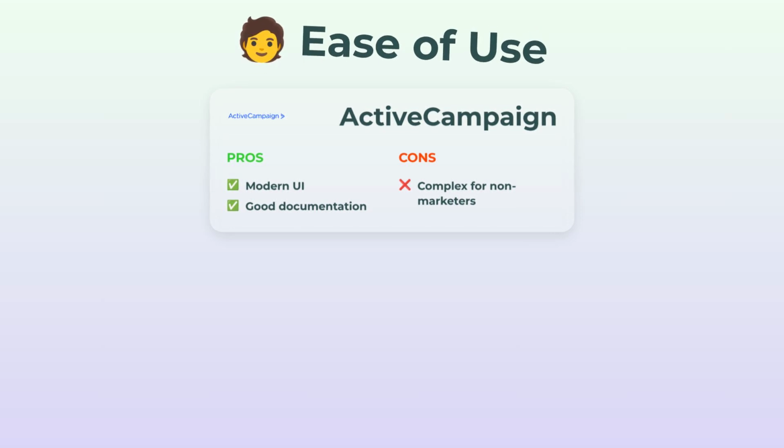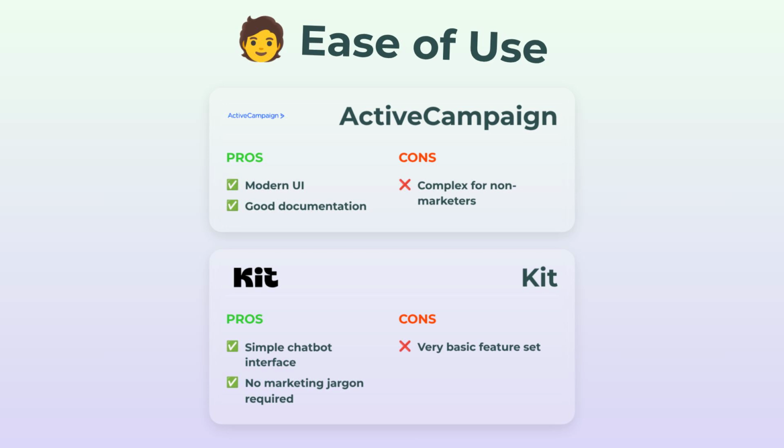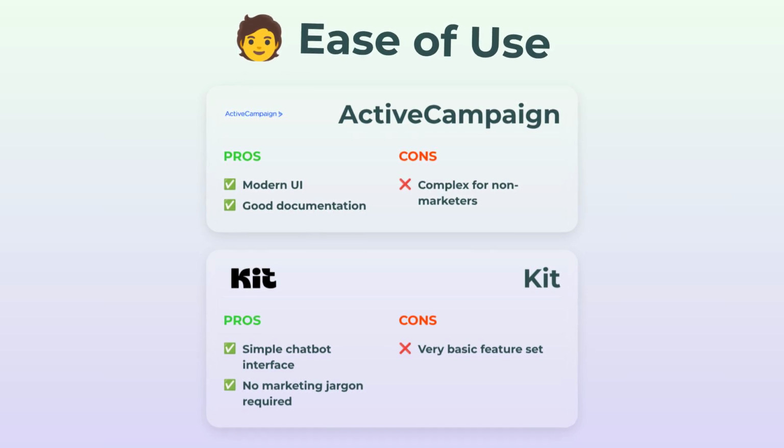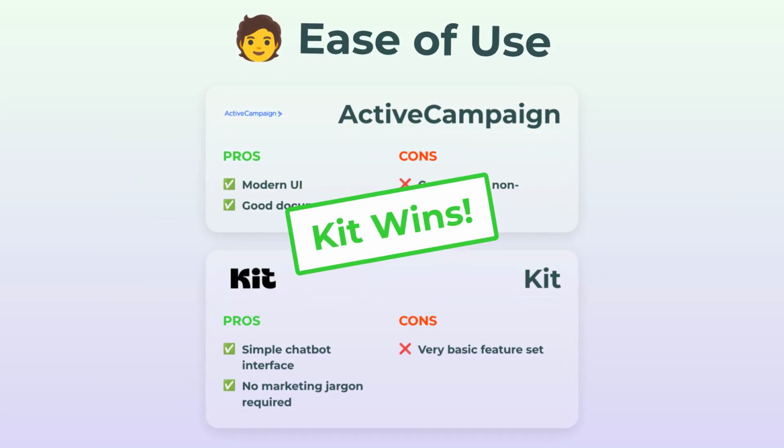On the flip side, Kit is stupidly simple. It's basically a chatbot. You tell it what you want in regular language, and there's barely any marketing yada yada to deal with. The flip side? If you want anything fancy, you're out of luck. But for most people, Kit is going to feel a lot friendlier.